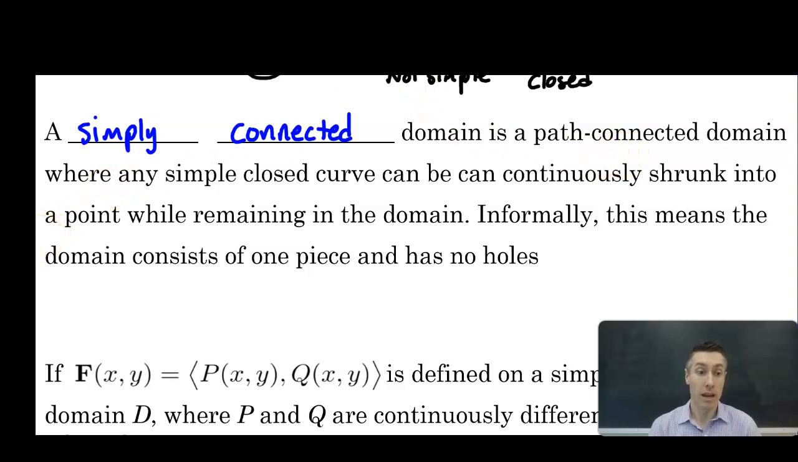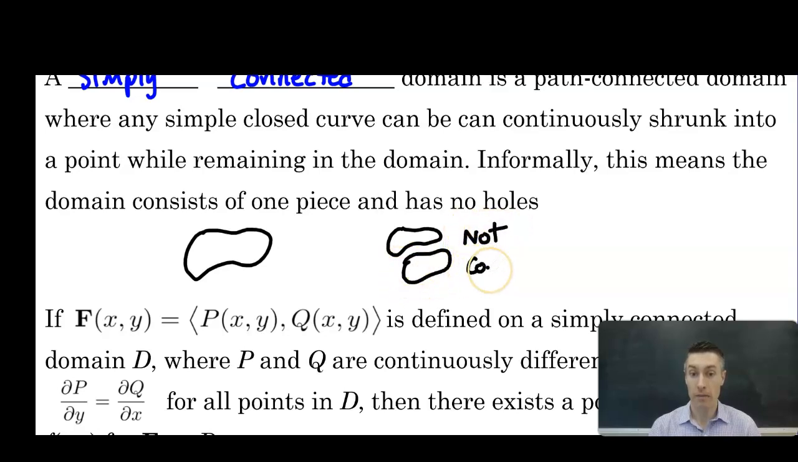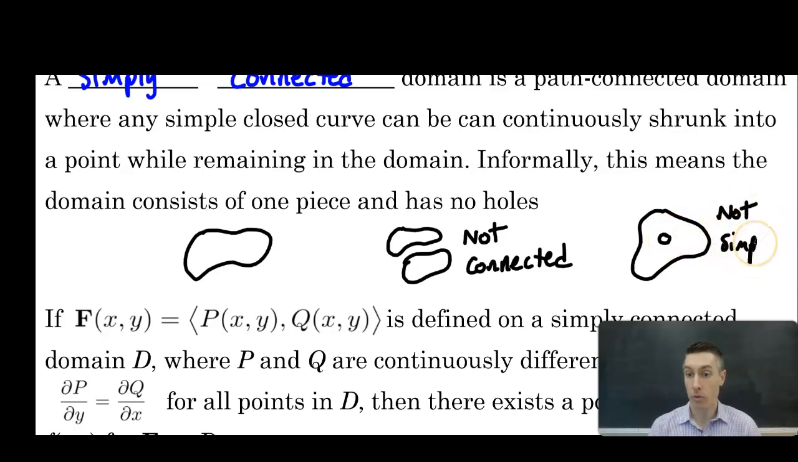So if we want to illustrate a simply connected domain, just draw a region. That's a simply connected domain. If we drew a domain, let's say that had two pieces like this, that's not connected. And if we drew a domain that had a hole in it, that's not simple. So those are the two requirements for having a simply connected domain.